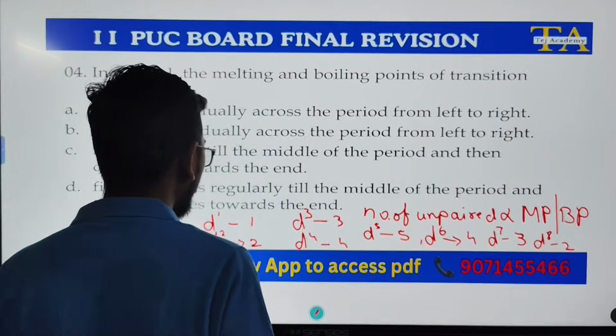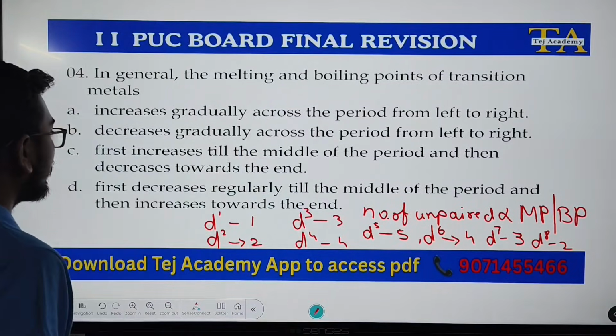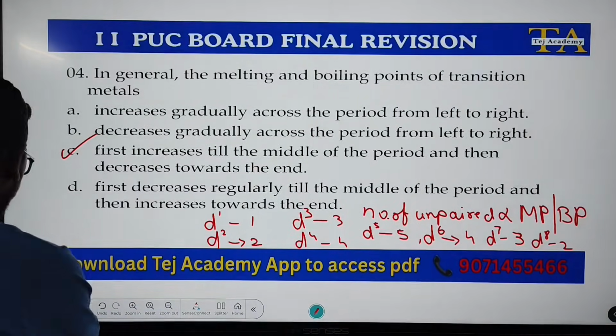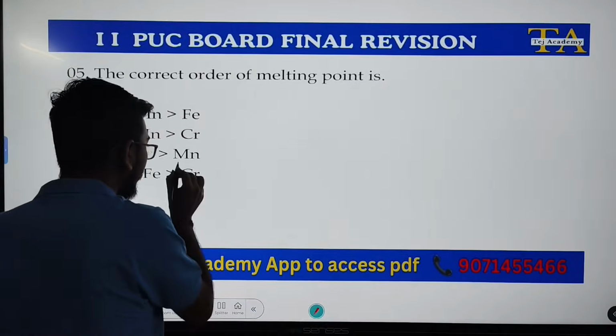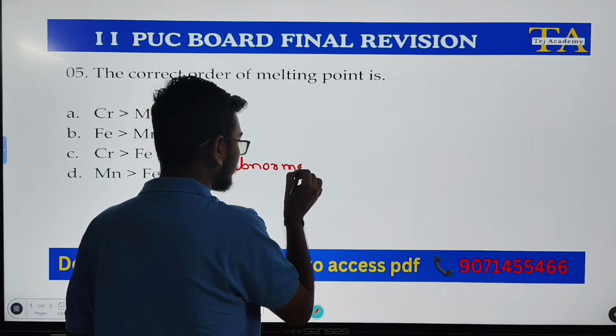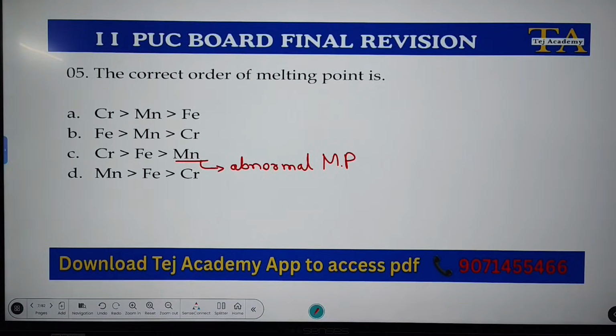Now, in the textbook, if you observe the graph, it will increase up to a certain point and then again start decreasing at the end. So option C is the right answer. Now, fifth one, the correct order of melting point. Always remember one thing: melting point is directly proportional to the number of unpaired electrons. That is correct. Now we also know that manganese will show abnormal melting point, an exception.